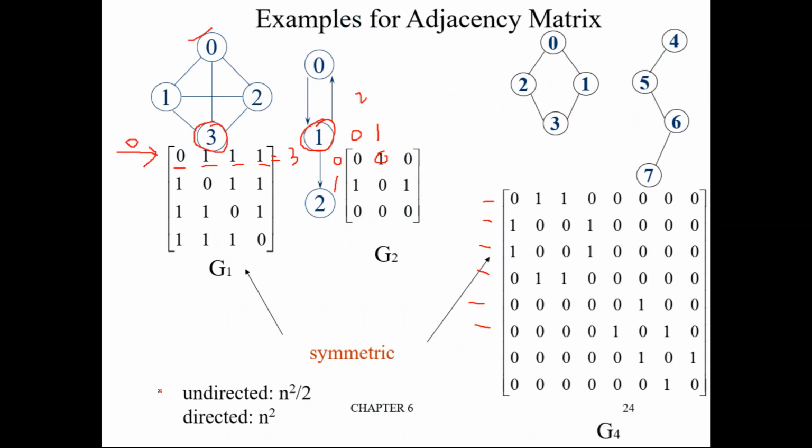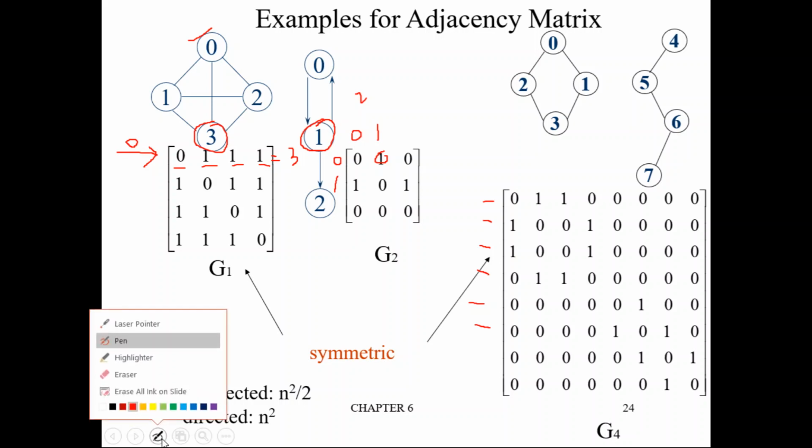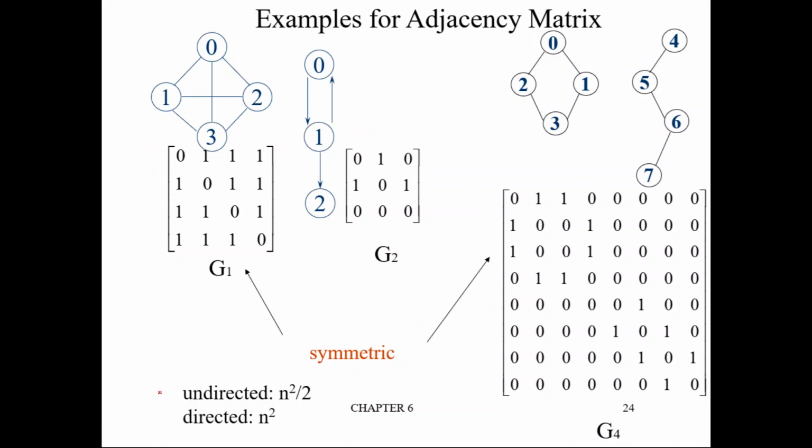Say, for example, we want to find how many edges there are in a graph. Let us say in a directed graph, how many edges are there that you want to find. Then what you have to do in a directed graph is make n square searches. You have to make n square searches.